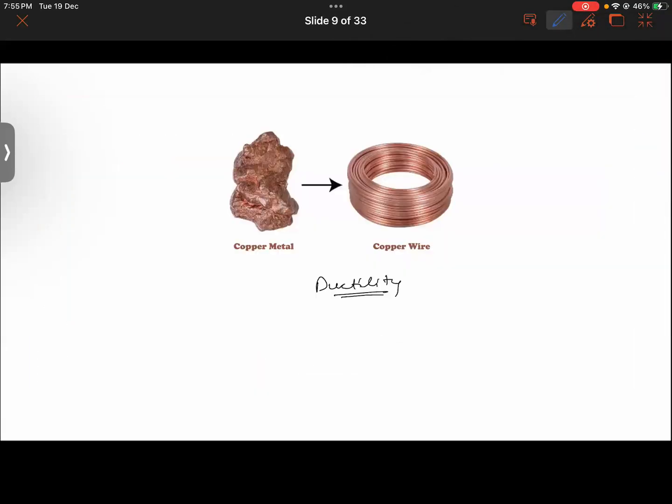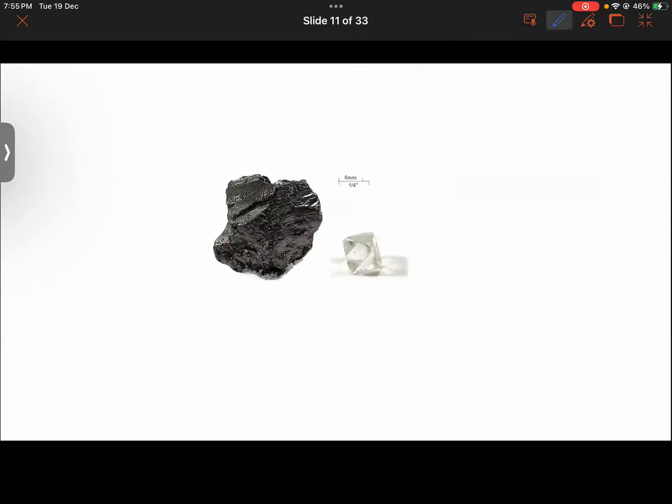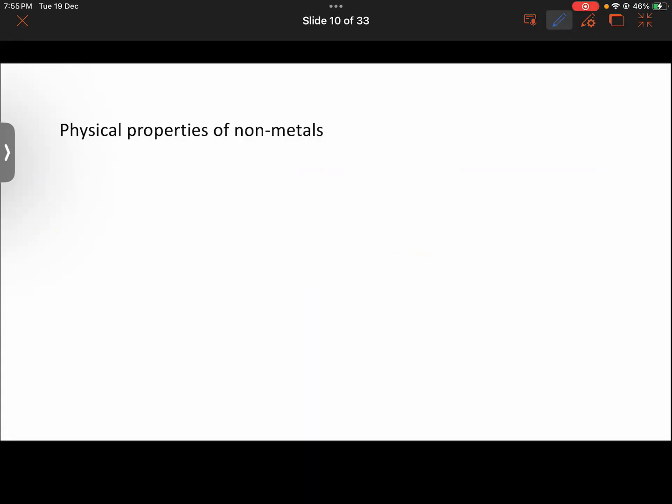Okay. Moving on, we have got the non-metals here. So what are the properties of the non-metals? First of all, before we move on with the non-metals, let's understand what non-metals are, just like we studied for the metals. So what are non-metals?